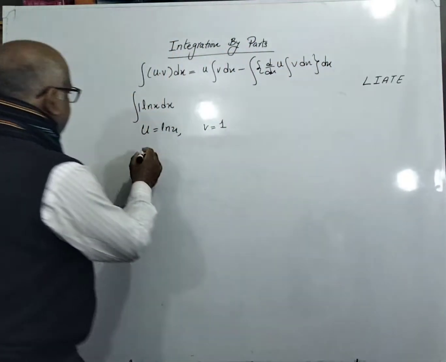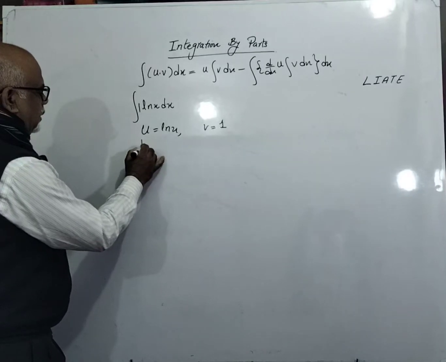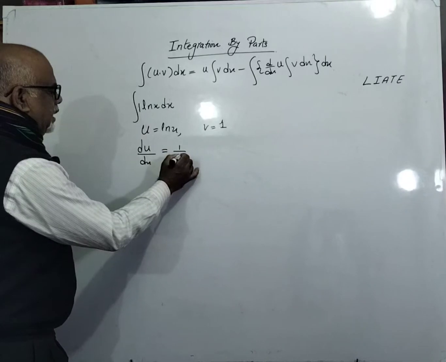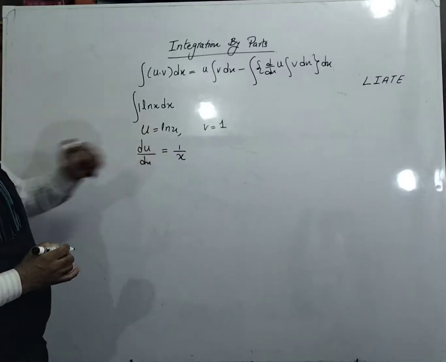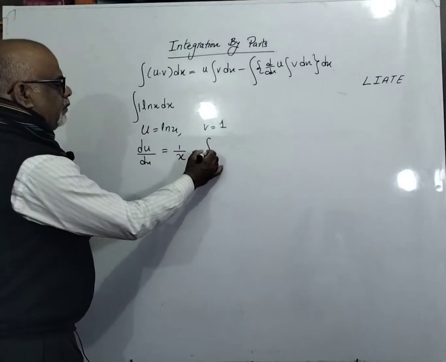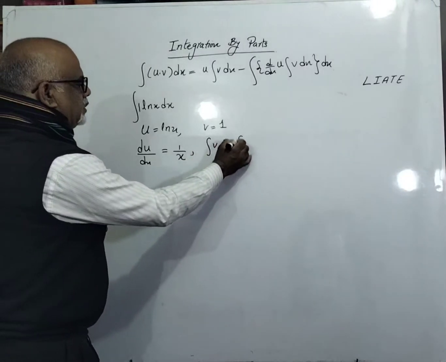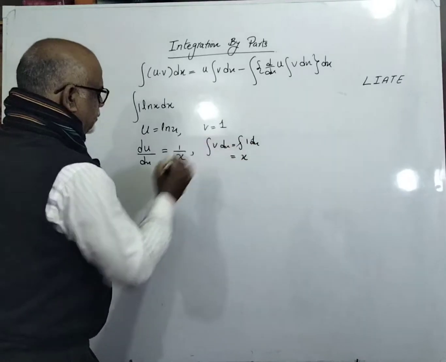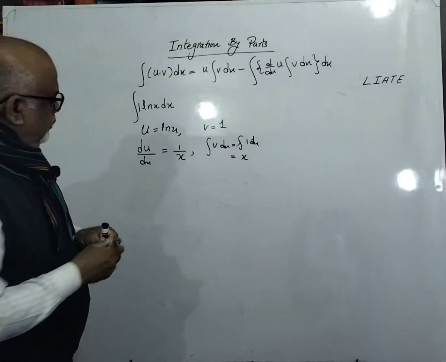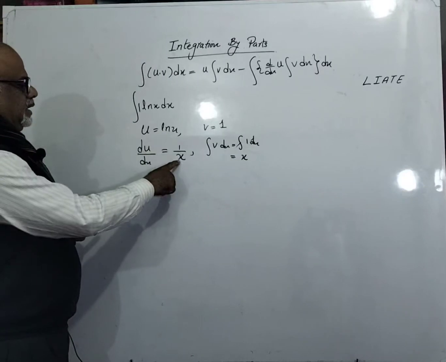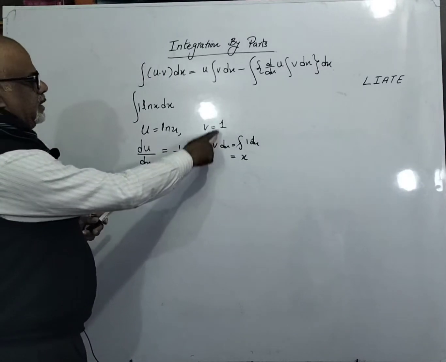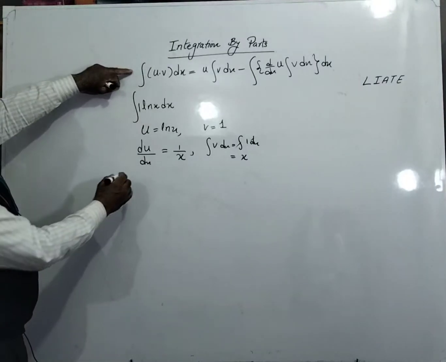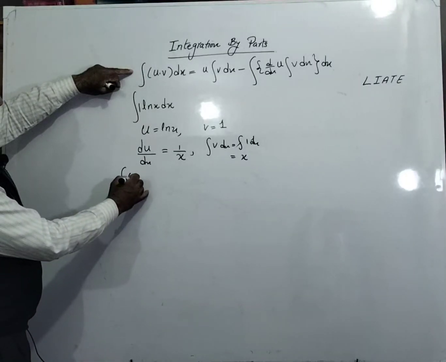So this is the derivative of ln x. The derivative of ln x is 1 upon x. We have to take the integration of v, that is x. Now we have the derivative of ln x equals 1 upon x, and the integration of 1 equals x. Now we have to use the formula of integration by parts.